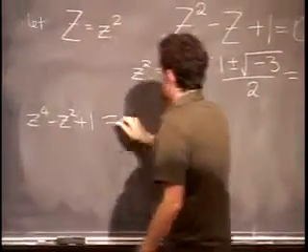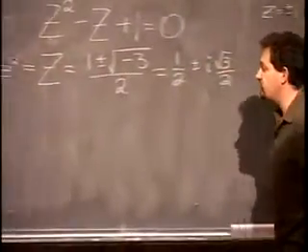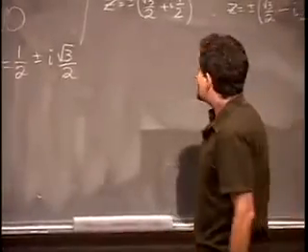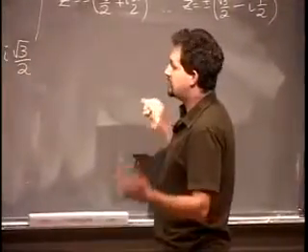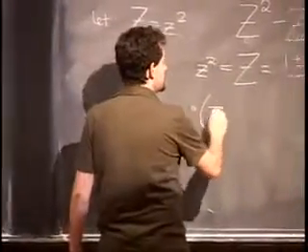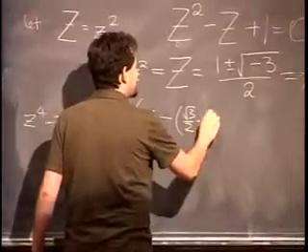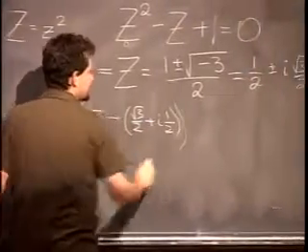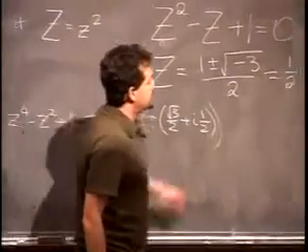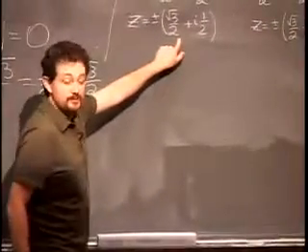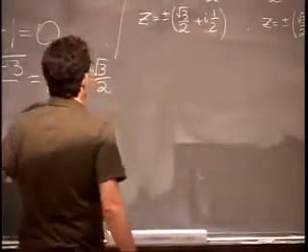Factor it now. Well, this is not so bad because we have 4 solutions. We know what they are. And to factor it, you just take z minus each solution. So one solution will be z minus root 3 over 2 plus i times 1/2. That's this solution up here with the plus.